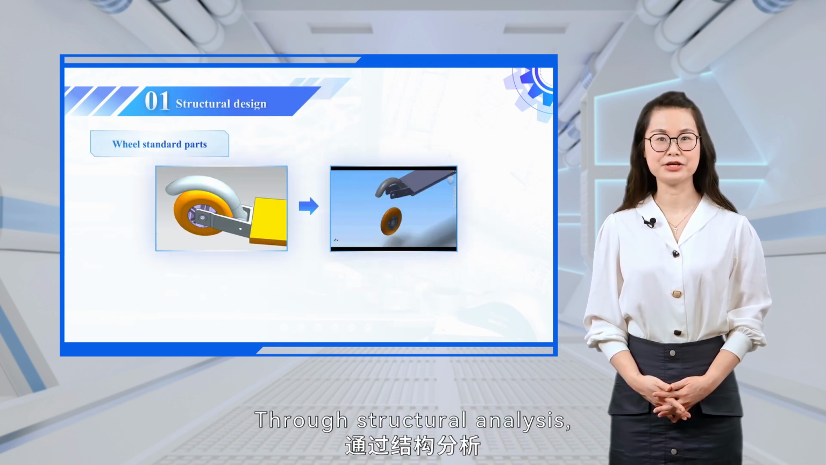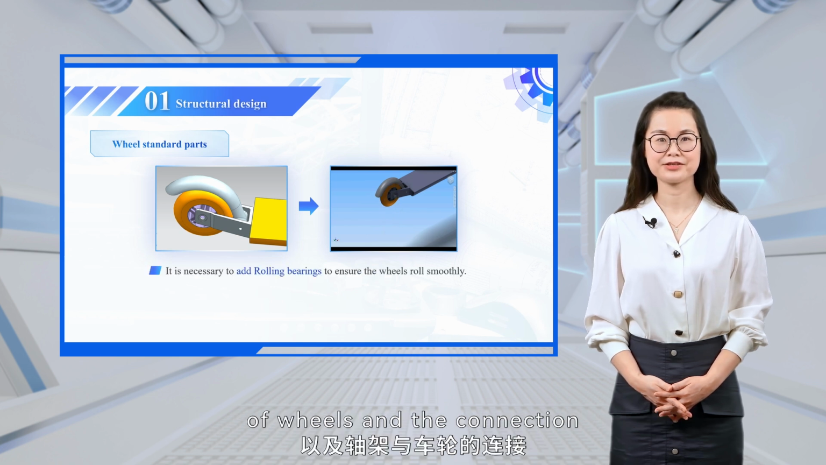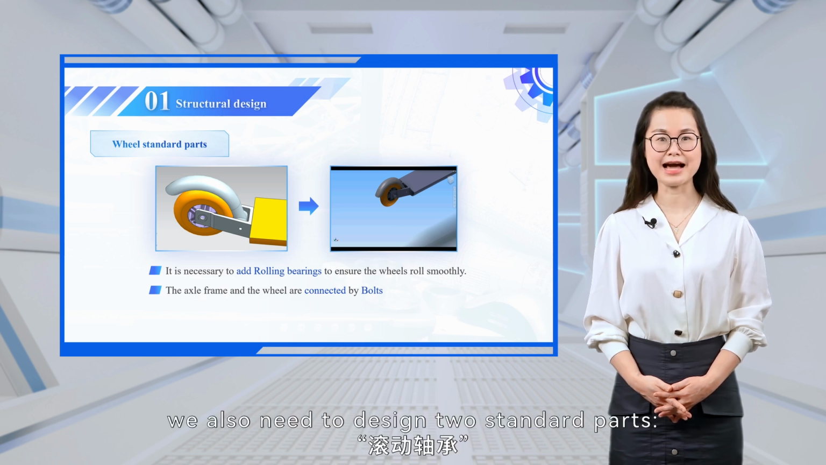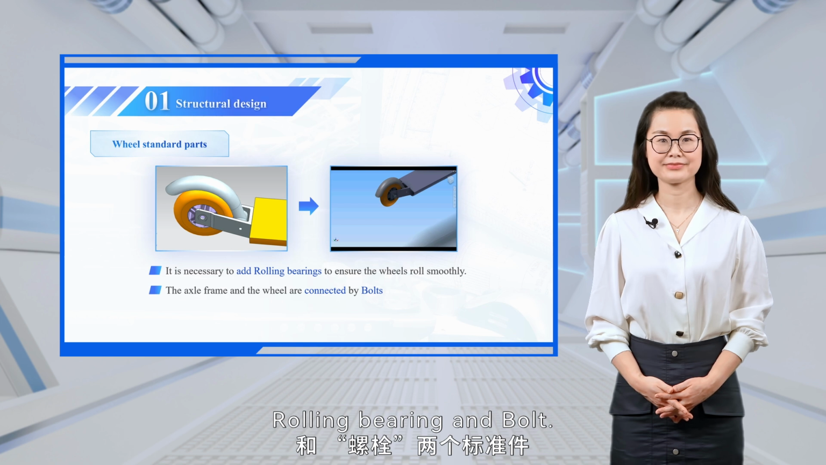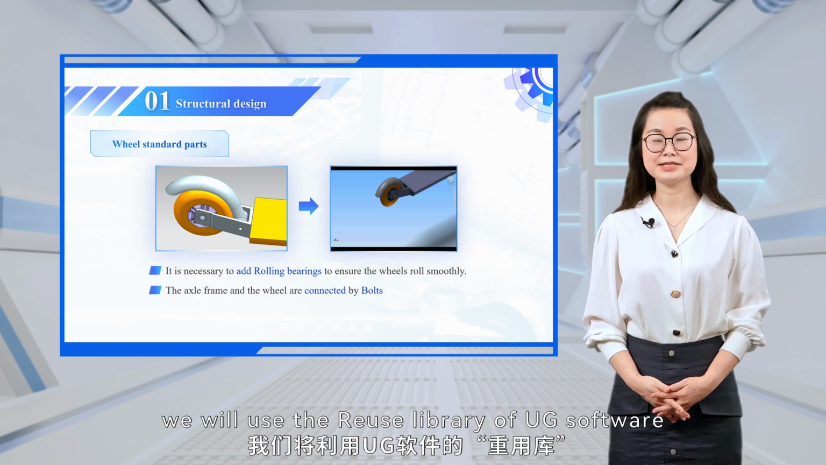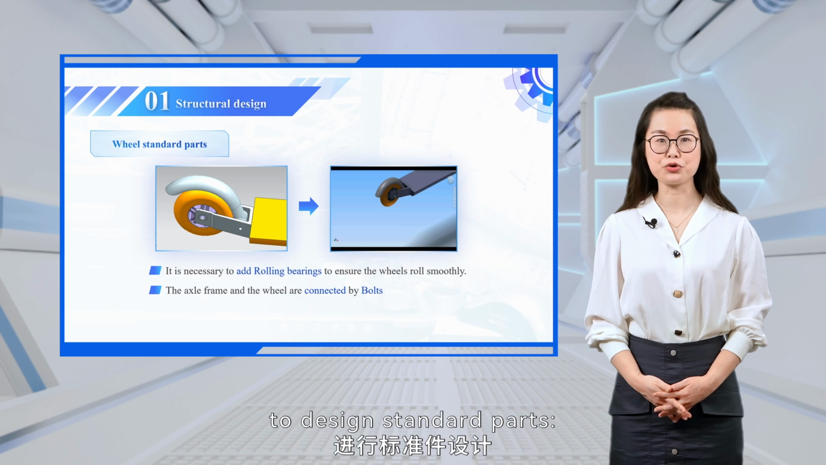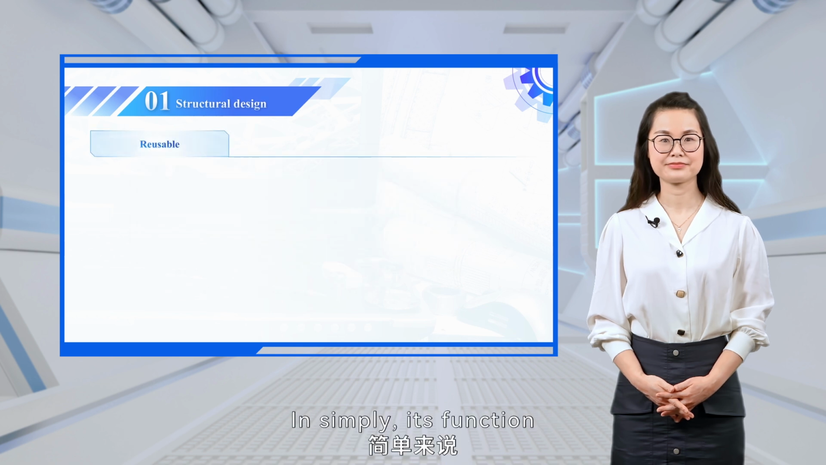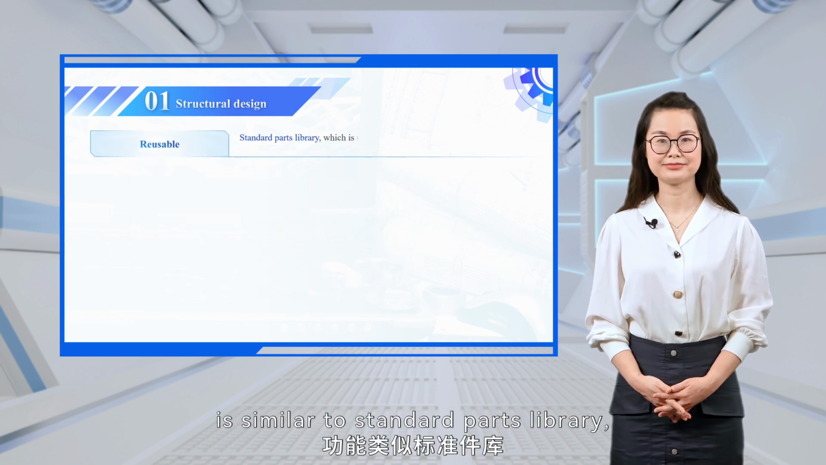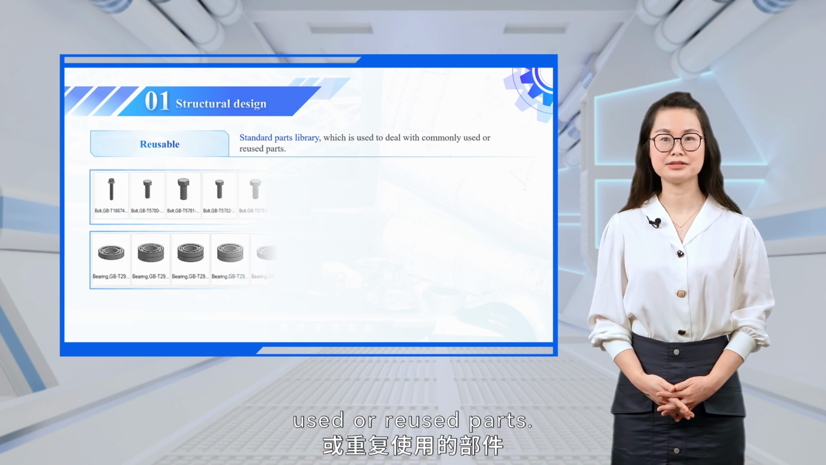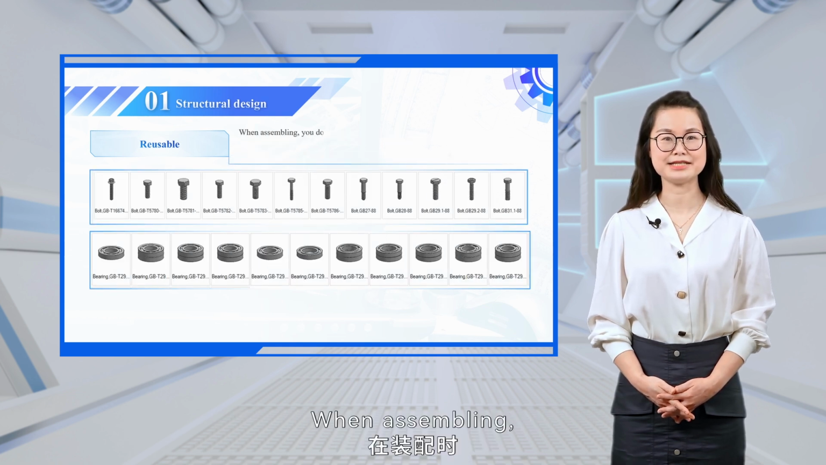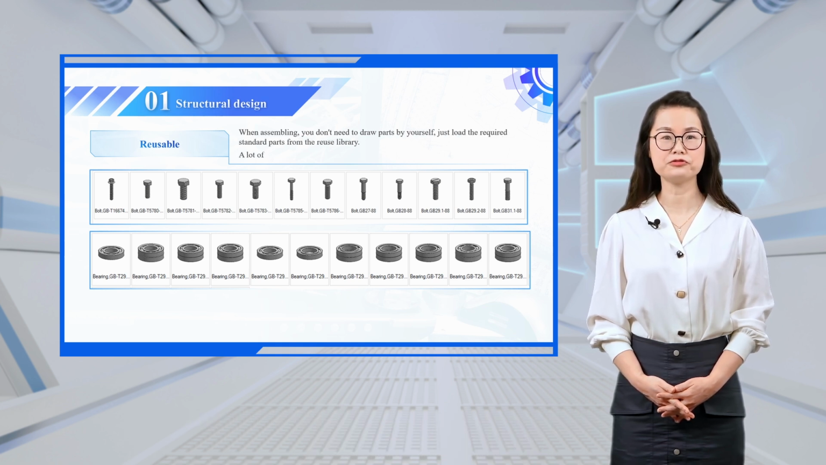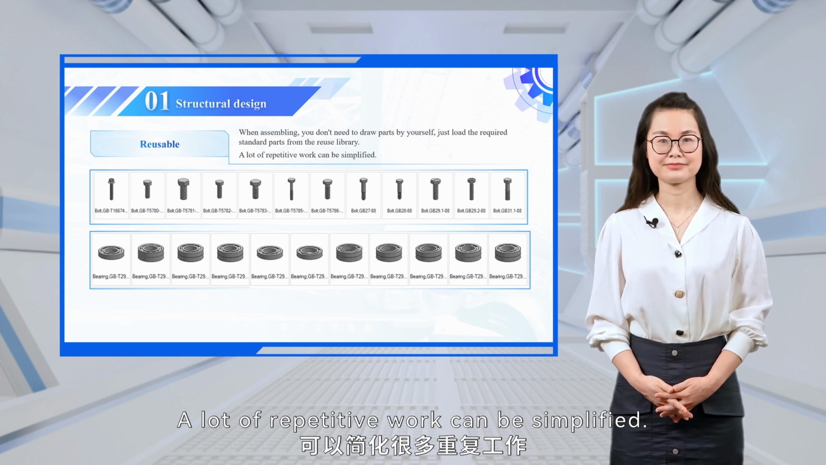Through structural analysis, we know that in order to ensure the smooth rolling of wheels and the connection between axle frame and wheels, we also need to design two standard parts, rolling bearing and bolt. Therefore, in this class, we will use the reuse library of UG software to design standard parts. What is a reusable library? In simple terms, its function is similar to a standard parts library, which is used to deal with commonly used or reused parts. When assembling, you can load the required standard parts from the reuse library without drawing the parts by yourself. A lot of repetitive work can be simplified.